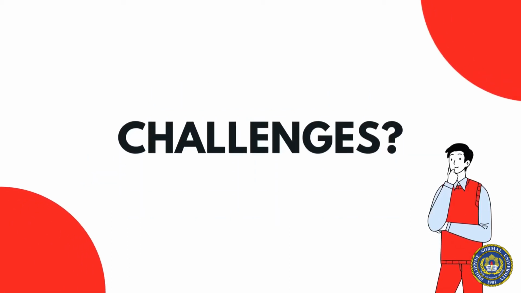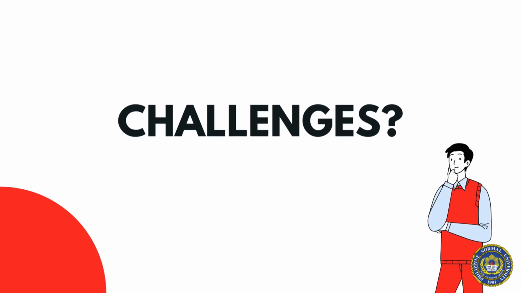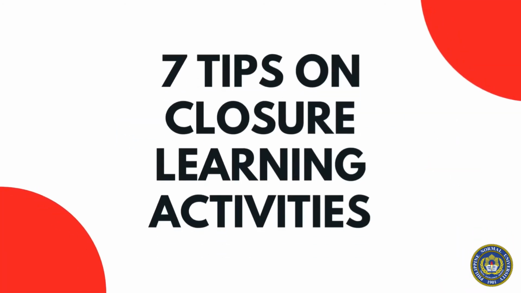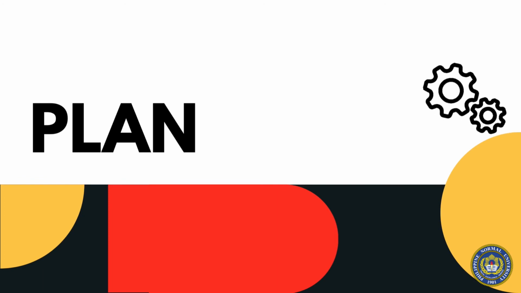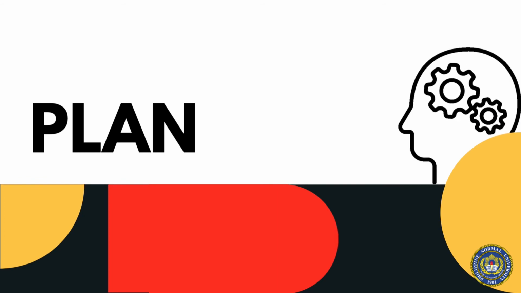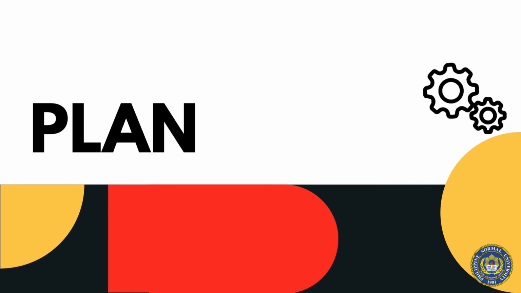When it comes to closing, there are certain problems that the teachers encounter. Here are 7 helpful tips to ensure the success of closure activity. First, plan. The flow of the class should be smooth. It is to avoid confusion because of mixed information. The teacher should plan for it and also plan what method of learning activity should be used.